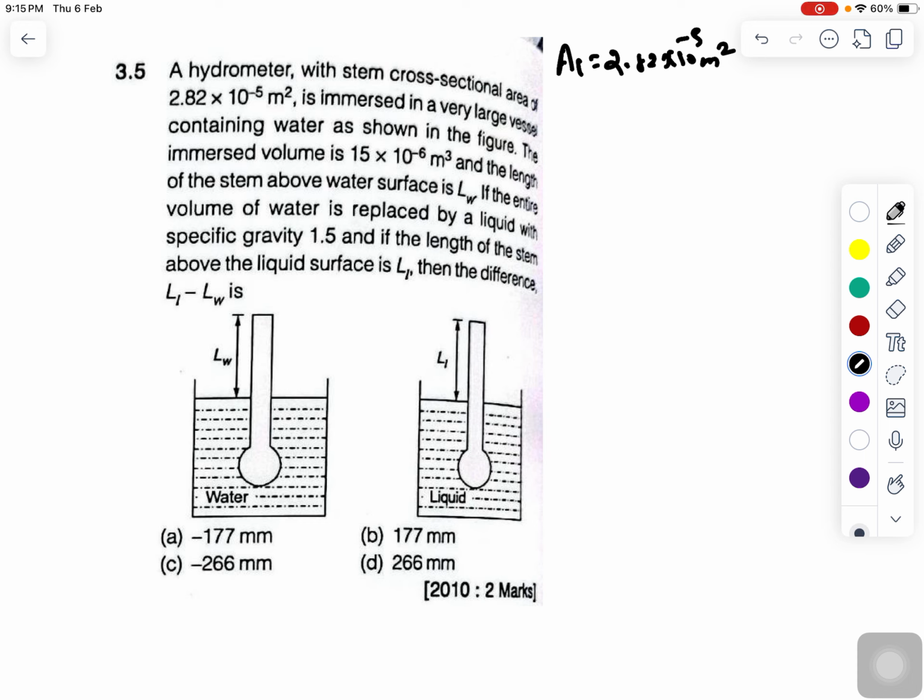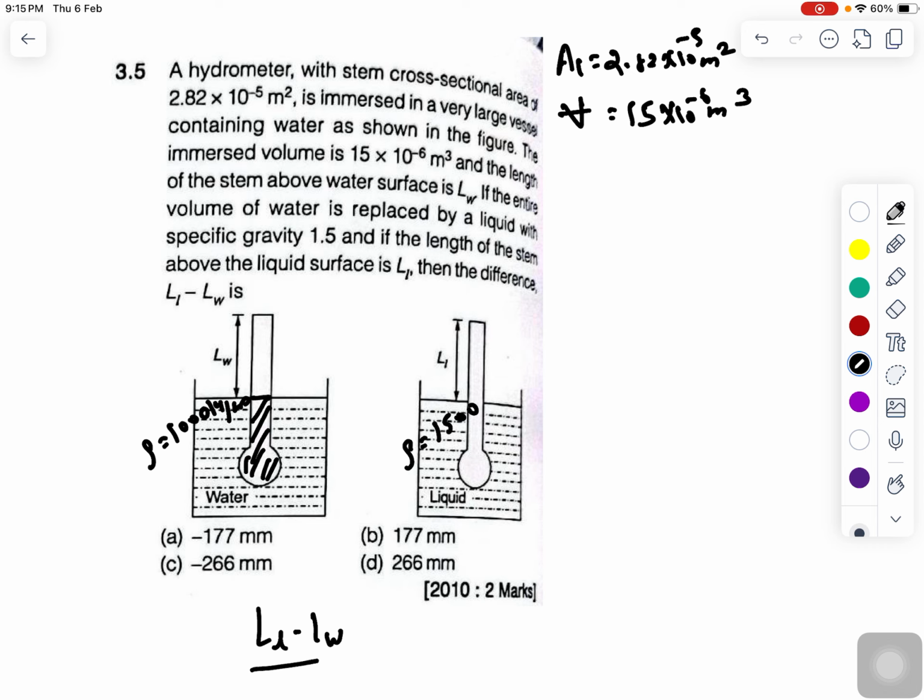The immersed volume, the volume of the object which is immersed, is given, that is 15 into 10 to the minus 6 meter cube. The length of the stem outside in the first figure is LW and in the second is LL. Here the density of the fluid is 1500 and here the fluid is water, that is 1000 kg per meter cube. You are supposed to calculate LL minus LW, the length of the object outside of the liquid in the second minus the length outside the liquid in the first.